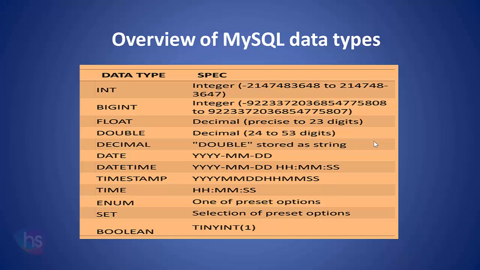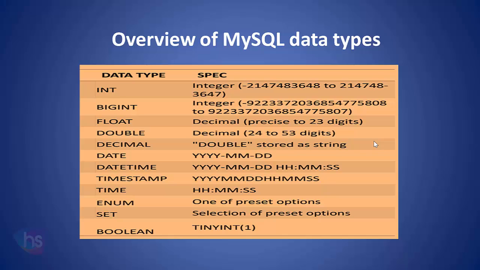The decimal, double stored as string. And the date: the year is 4 digits, then a hyphen, then the month in 2 digits, from 01 up to 12. And DD is the day, up to the 31st, so 01, 02, 03, 04 and so on, up to 31st, in a 2-digit manner. It will be stored into the database when you choose date as a data type.